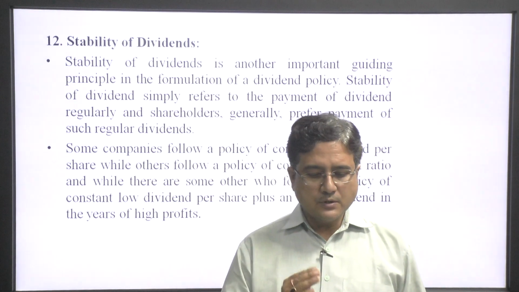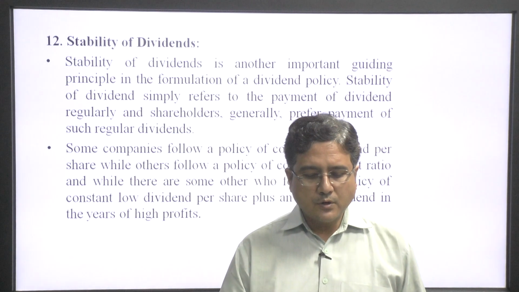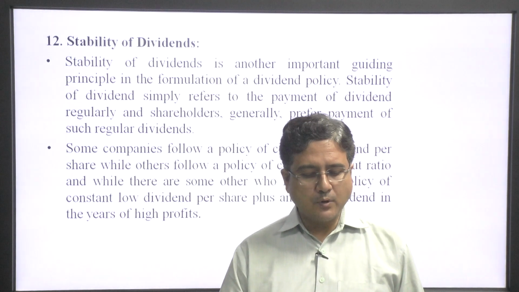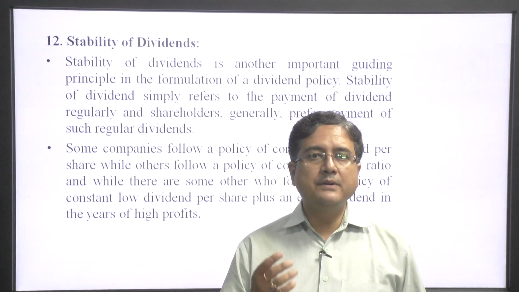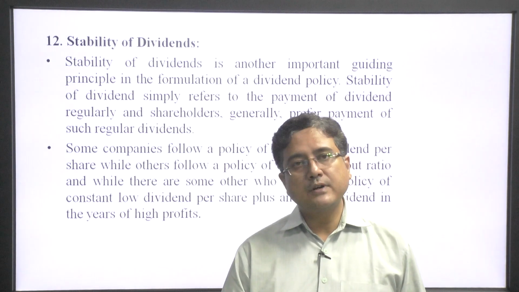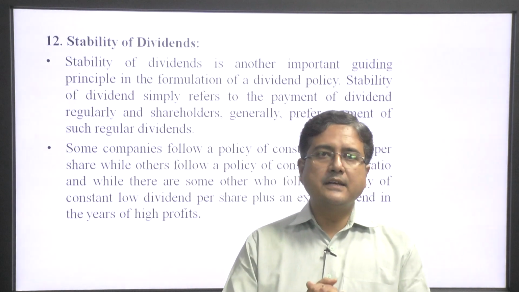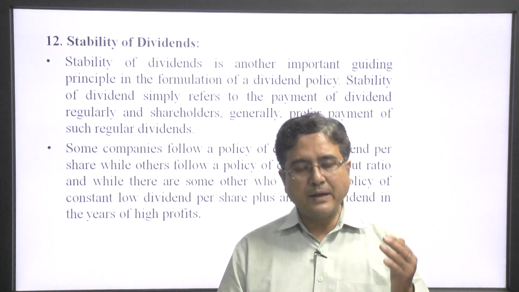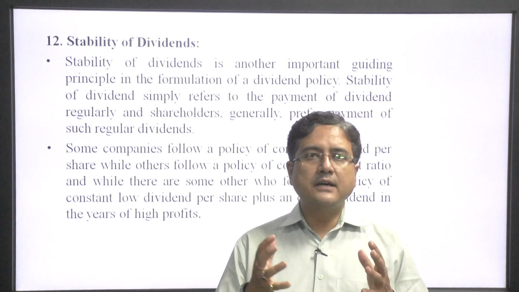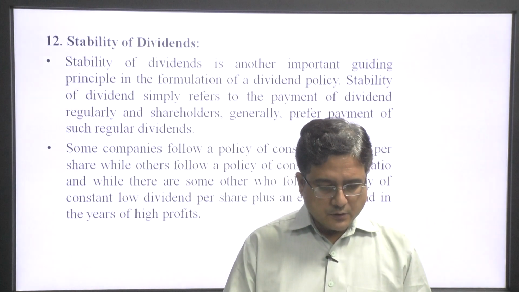Some companies follow a constant dividend per share, while others follow a constant payout ratio, while there are some others who follow a policy of constant low dividend per share plus extra dividend in a year of profit. There are various combinations. Companies have decided क्या देना है, कांस्टेंट देना है किसी को, किसी लो अभी लो दीजिए, जब प्रॉफिट ज़्यादा हो तो जब बढ़ा दीजिए, ठीक है. सो देयर आर all the factors which help in dividend policy making.